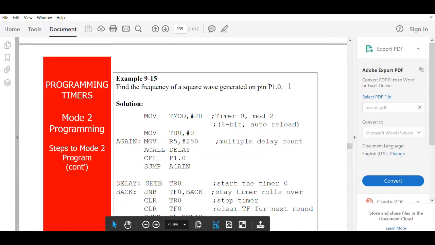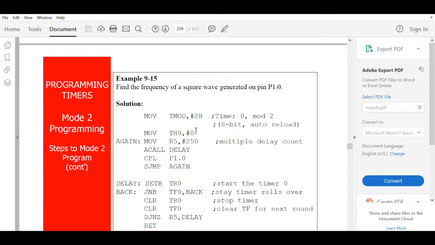Again, find the frequency of the square wave generated on P1.0. So here the TH value is 0, TMOD is 02H. 02H means it is 0, 2H. So 0, 2 means timer 0 has the value. So timer 0 mode 2. TH0 is loaded with the value 0, so it will count from 0 to FF. So MOV R5, 250.